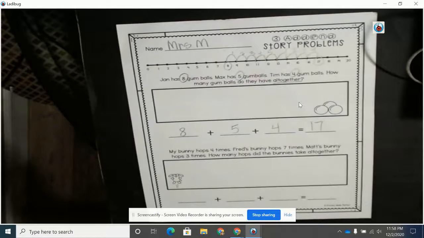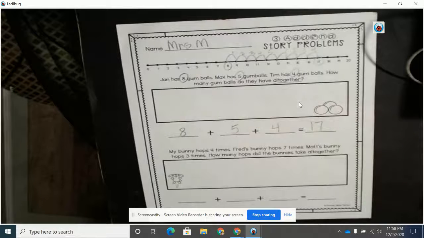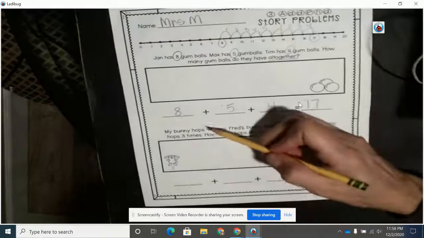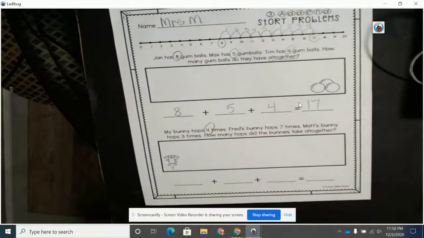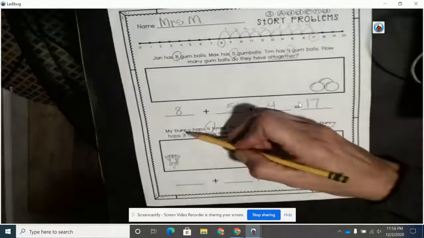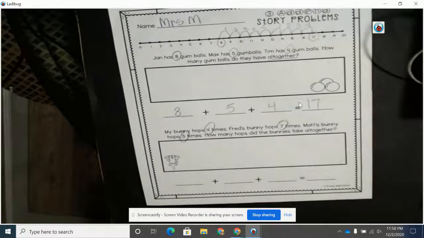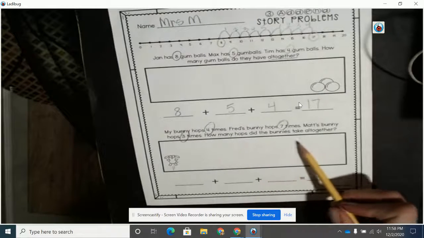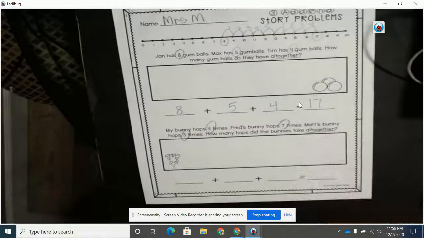Now, you can if you want to, and if you did want to draw a picture, you could draw 8 gumballs and then draw 5 more, and then 4 more, and then you put them all together. So that's up to you. And this one, it says, my bunny hops 4 times, Fred's bunny hops 7 times, and Matt's bunny hops 3 times. Okay, we've got our 3 numbers there. How many hops did the bunnies take all together? Just make sure we are adding. That's that key word all together.